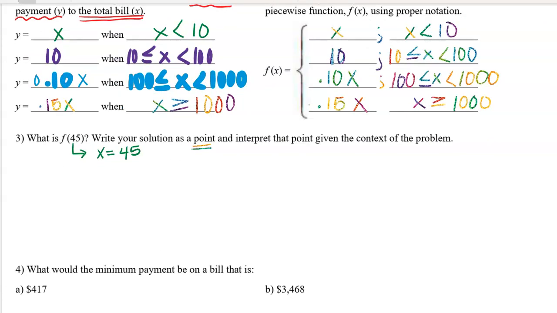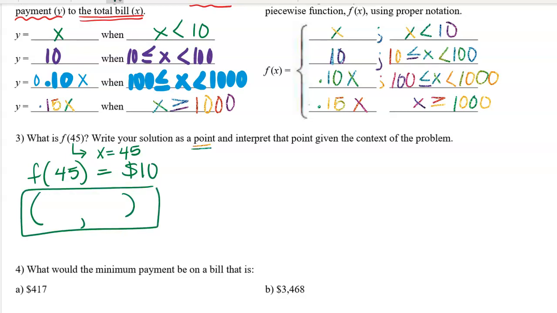When X is 45, which piece should we use? First, second, third, or fourth? Second. When you owe $45, how much are we paying monthly? $10, okay? So F of 45, students, equals $10. And it says write it as a point. So how do we write it as a point? What goes first?